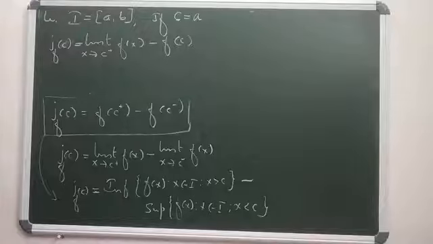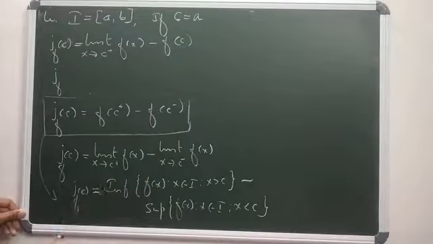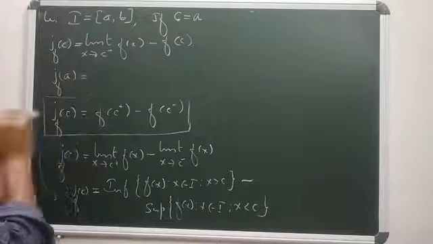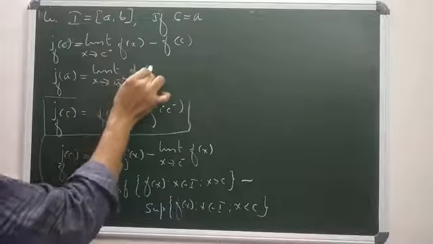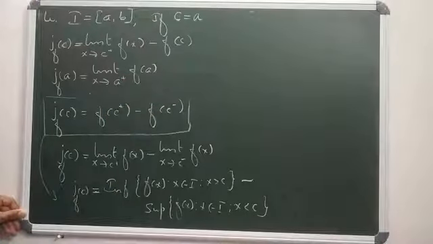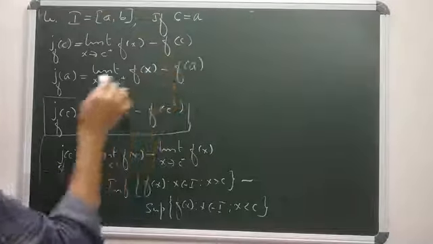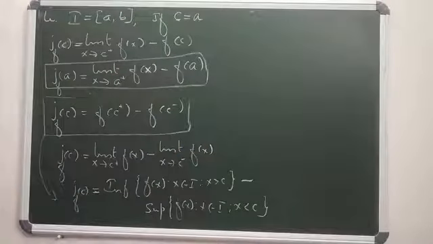In this special case, if C is the left endpoint, then J_f(C) is the limit as x tends to C plus of f(x) minus f(C). That is J_f(a); you can replace C by a. It is the limit as x tends to a plus of f(x) minus f(a). When C is the left-hand point, J_f(a) is the limit as x tends to a plus of f(x) minus f(a).